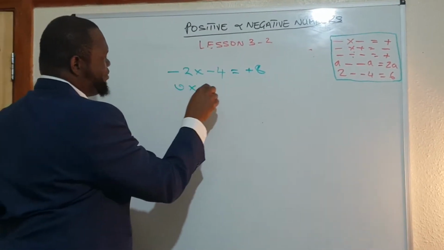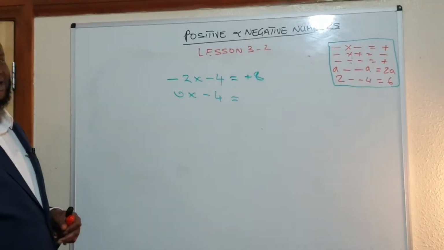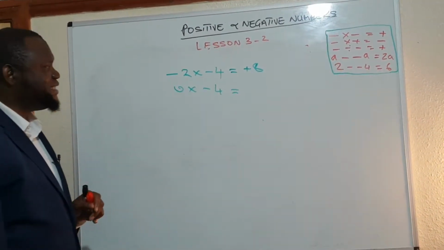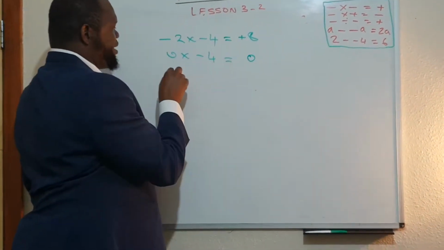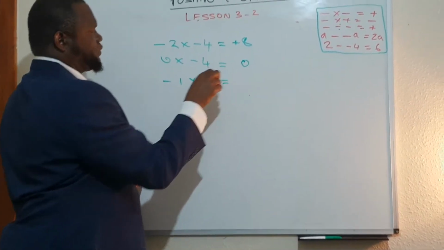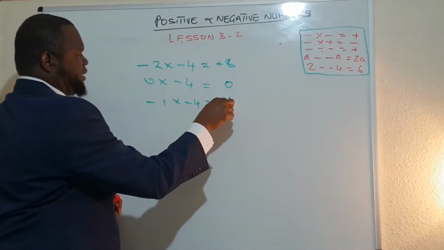0 times minus 4? That's 0. Why? Because 0 times any number is 0. 0 multiplied by any number is 0. What about minus 1 times minus 4? That's 4.